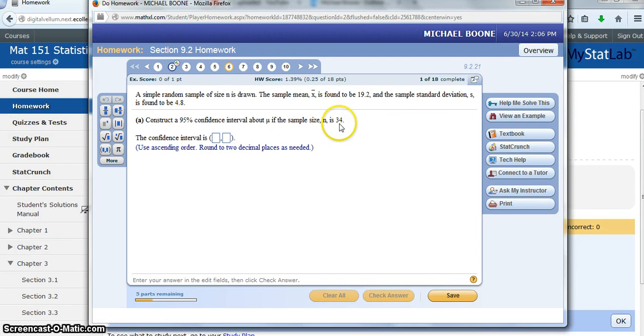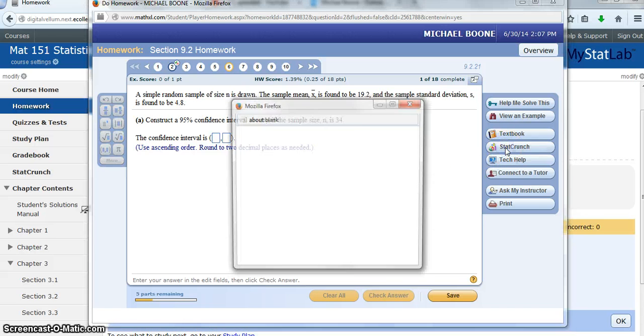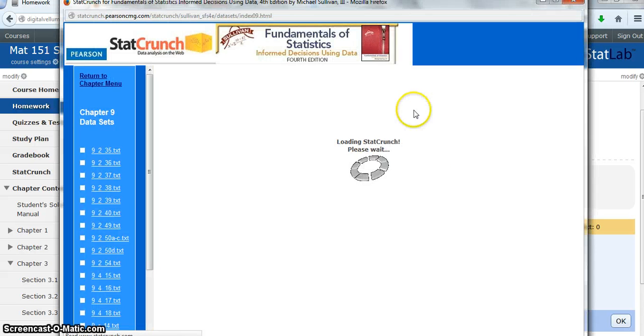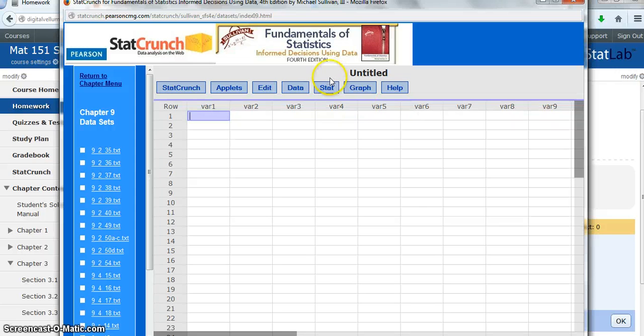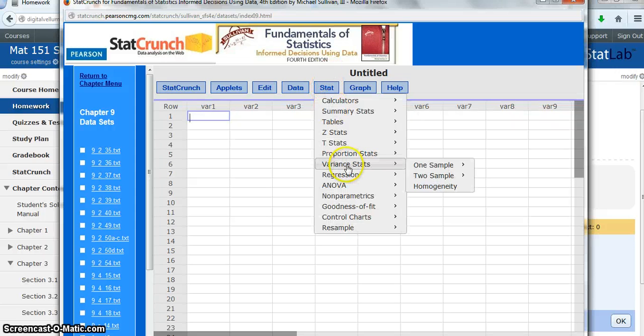N is 34, and we took a sample and we got 19.2. So our sample mean was 19.2, and we sampled 34 people, and the sample standard deviation is 4.8. So that's the information that we're going to need to find our confidence interval. So again, very similar to the proportions from the last sections, except now I'm going to go to t-stats. So section 1 I went to proportion stats, section 2 I'll be using t-stats.